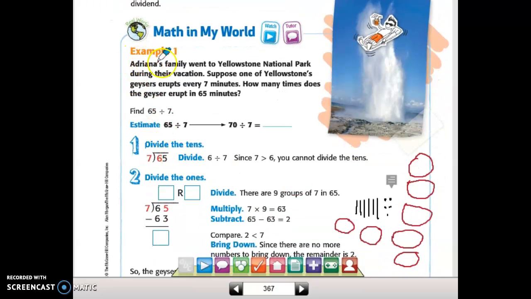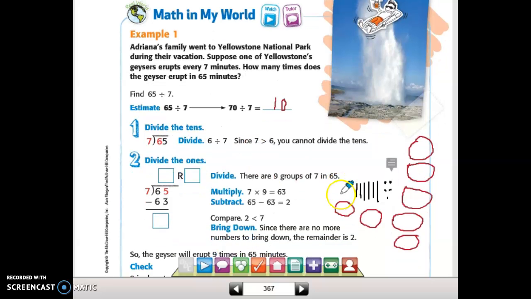So we've got Adriana's family went to Yellowstone National Park during their vacation. Suppose one of Yellowstone's geysers erupts every 7 minutes. How many times does the geyser erupt in 65 minutes? So we have to find 65 divided by 7. They're going to estimate 65 rounds up to 70, and that gives us 10. That's our estimate. But I wanted to show you the picture.